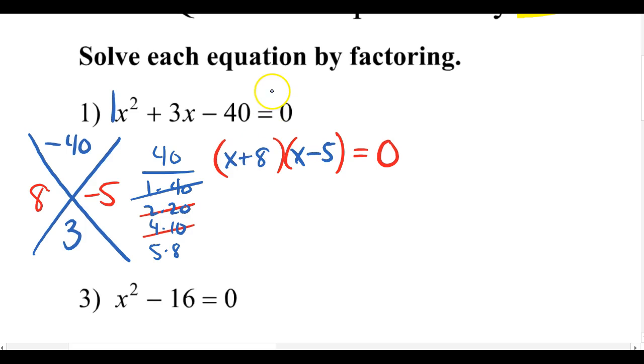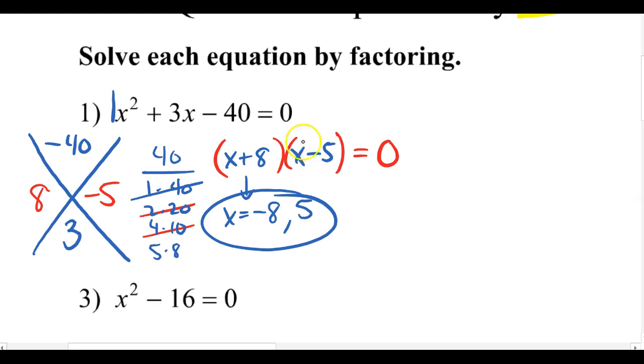Now we do the same thing as yesterday and use the zero product property. To make x plus 8 equal 0, I'd have to plug in not positive 8, but negative 8. And here, I'd have to plug in not negative 5, but positive 5, because 5 minus 5 is 0. You want this whole equation to equal 0 when you plug in these numbers, because 5 minus 5 is 0, and 0 times whatever is 0, which is true.